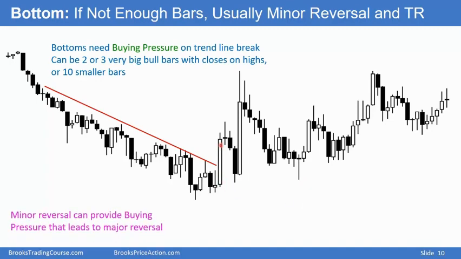This initially is probably a minor reversal. The low is only 1 bar low. However, if you get enough buying pressure in that minor reversal here, and this is probably a minor reversal as well, it can lead to a major reversal on the next big move down.